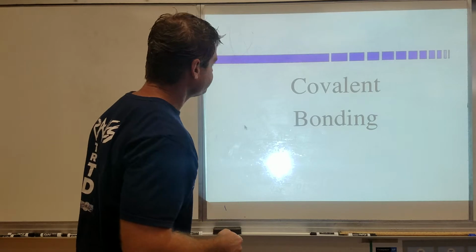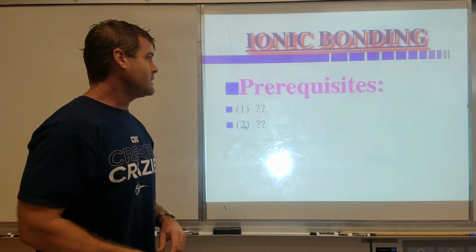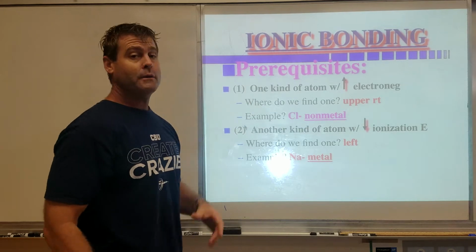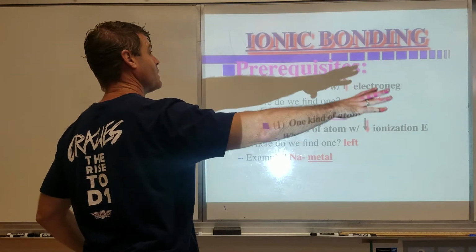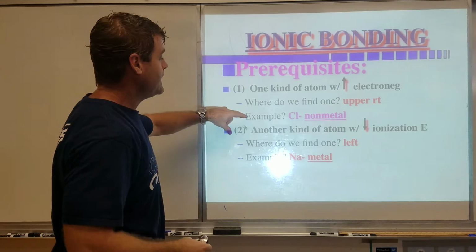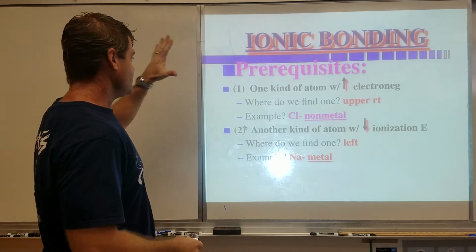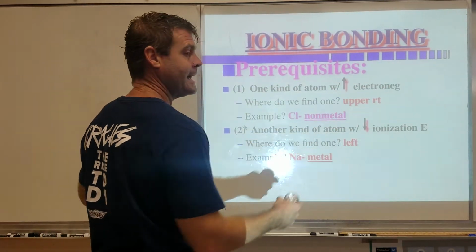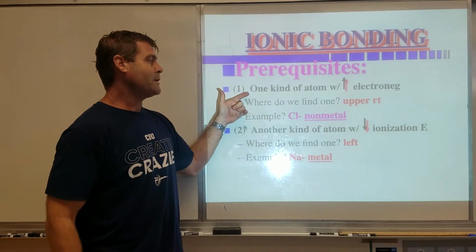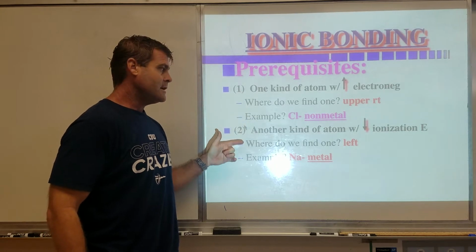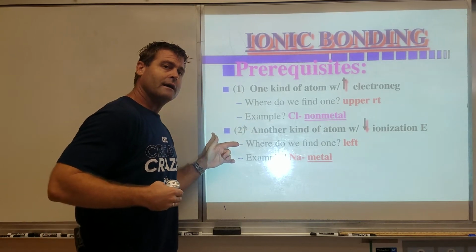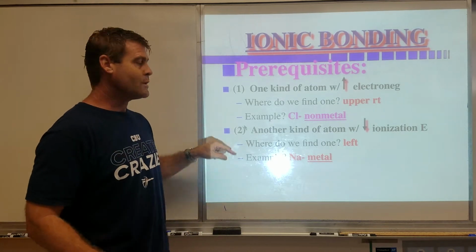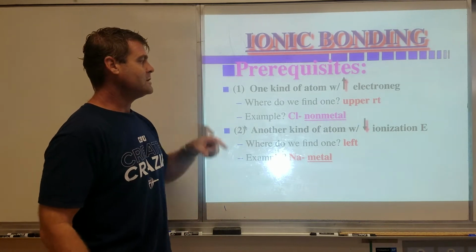Covalent bonding. Ionic bonding, a little review, guys. You guys remember what the prerequisite was? Remember, you had to have one element with high electronegativity, upper right in particular, and then another atom with low ionization energy, on the left side of the periodic table. So basically you needed a nonmetal and a metal, right? Because the nonmetal strongly attracts electrons, the metal gives up electrons relatively easily, and so you would have a transfer of electrons from the metal to the nonmetal.